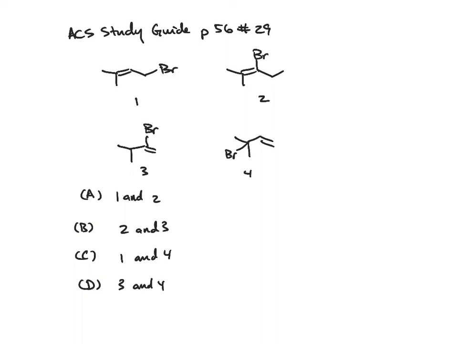So this is again in the nucleophilic substitution and elimination section, page 56, number 29. It says, which two compounds ionize with loss of bromide ion to form the same carbocation? You're given choices A, B, C, and D, and those choices have two numbers, and the numbers correspond to those different bromides. And it's asking you which two bromides ionize with loss of the bromide ion to form the same carbocation.